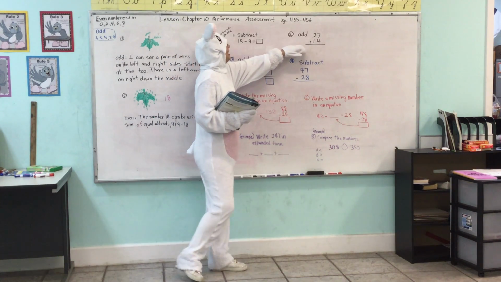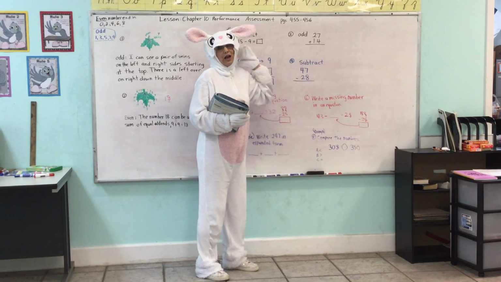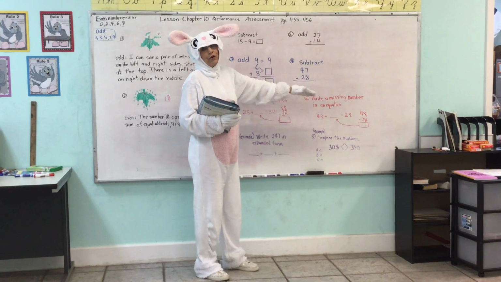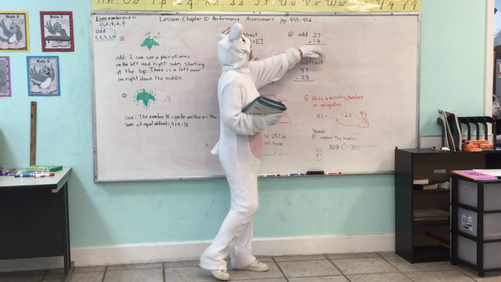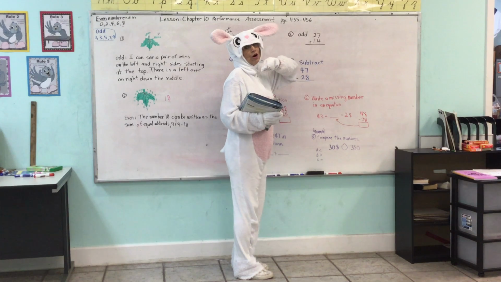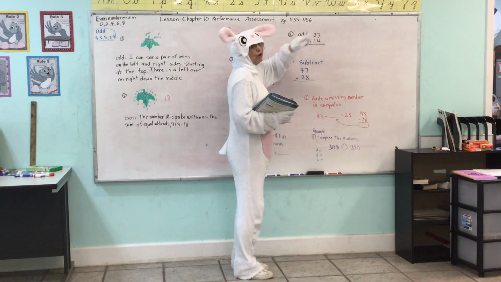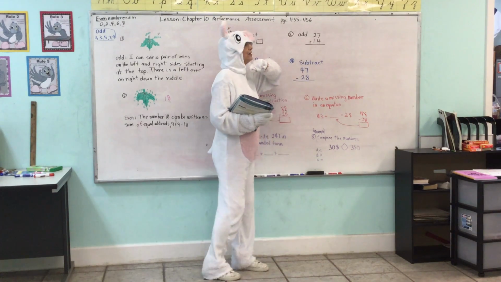Number 2, you're going to add. Now, when you add, it does have it horizontally, but if you can, put it vertically so that you can add it this way. Don't forget that 7 plus 4 is more than 1 digit. So you need to carry and bring it up to regroup the 10s.